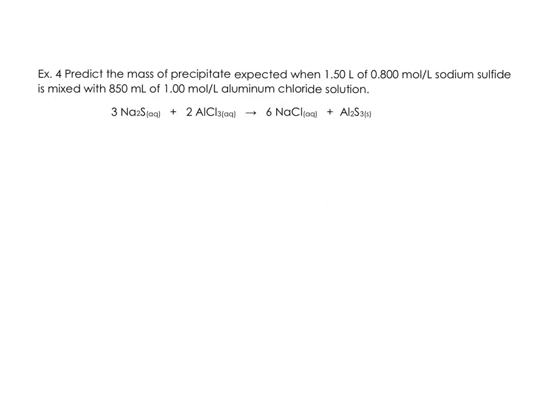Okay, predict the mass of precipitate expected when 1.5 liters of 0.8 mole per liter sodium sulfide, so 1.5 liters, 0.8 mole per liter, is mixed with 850 milliliters, so show the conversion of that, 0.850 liters, and 1 mole per liter aluminum chloride. And we want to figure out the mass of precipitate.